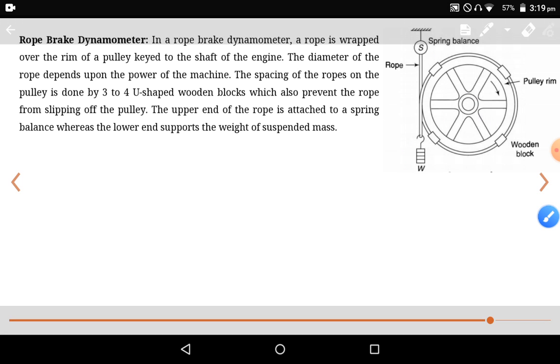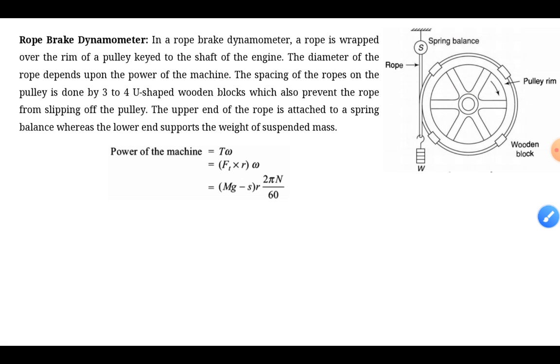This is the working principle, how this is going to work, right. So let's write the equilibrium equation. Power being transmitted is torque multiplied by the angular velocity, right. And this torque being transmitted we can write as Ft, that is the frictional torque, multiplied by r, where r is the radius of the pulley, multiplied by omega, and this Ft will be mg minus S.